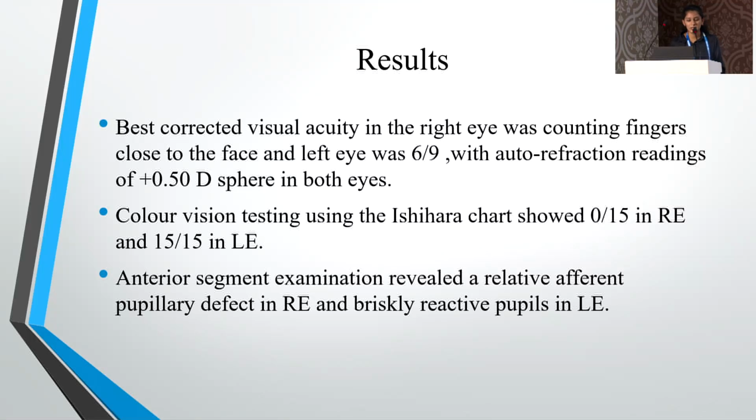Results: the best corrected visual acuity in the right eye was counting fingers close to face, and left eye was 6/9 with the autorefraction readings of plus 0.5 diopters pericylindrical in both eyes. Color vision testing using the Ishihara chart showed 0/15 plates in the right eye and 15/15 plates in the left eye. Anterior segment examination revealed a relative afferent pupillary defect in the right eye and a briskly reactive pupil in the left eye.